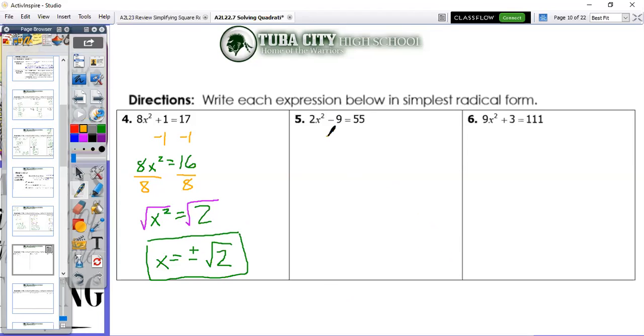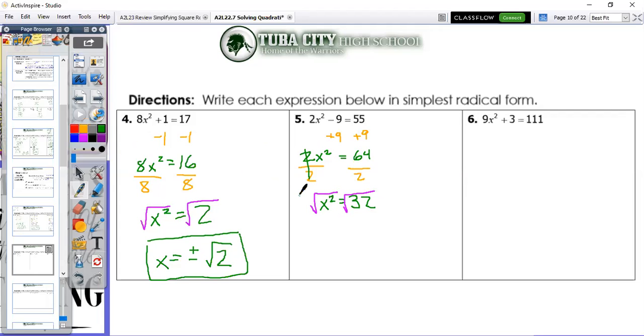Ouch. All right, I'm going to go ahead and start solving this one. Let's get that 9 out of there. So 9 plus 55 is 64. And I've got to get that 2 out of here. So I'm going to divide both sides by 2. X squared equals 32. Now at this point, I am going to have to take the root of both numbers.